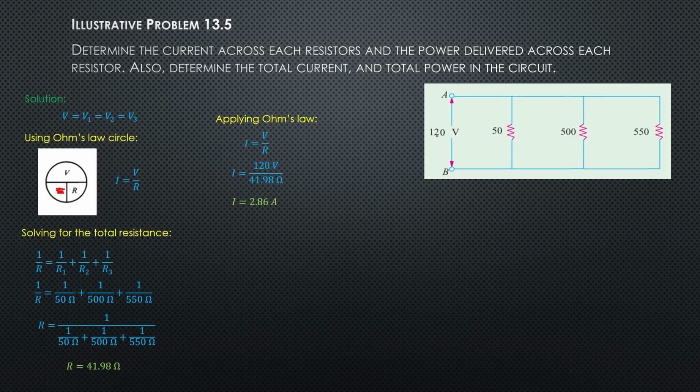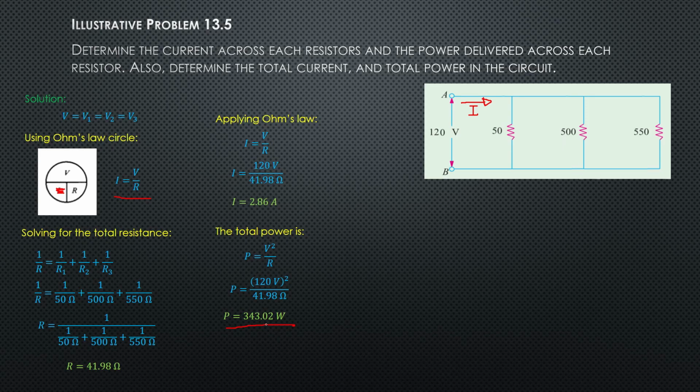Okay, the total current of the circuit I will be equal to 2.86 amperes from this equation. So I is total voltage over total resistance, which is 120 volts divided by 41.98 ohms. Now the total power of the circuit will give us this value, 343.02 watts. Okay, so let us double check that value.